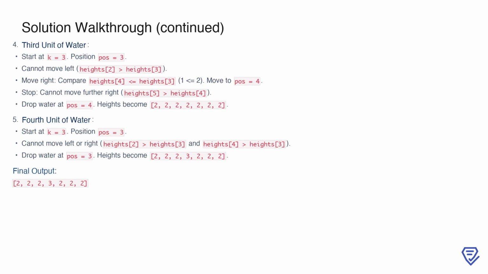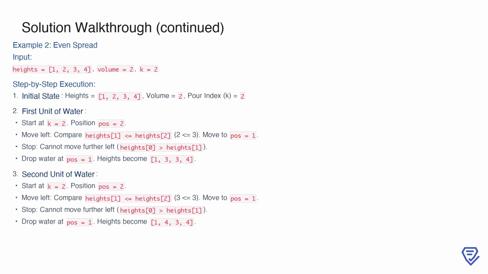Finally, for the fourth unit of water, we start at position 3 again. This time, neither left nor right movement is possible because both heights[2] > heights[3] and heights[4] > heights[3]. Consequently, the water is dropped at position 3, raising its height to 3. The final heights array is 2, 2, 2, 3, 2, 2, 2.